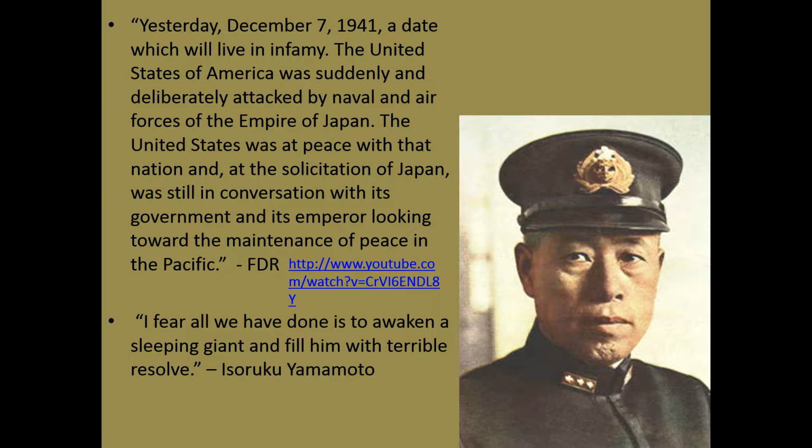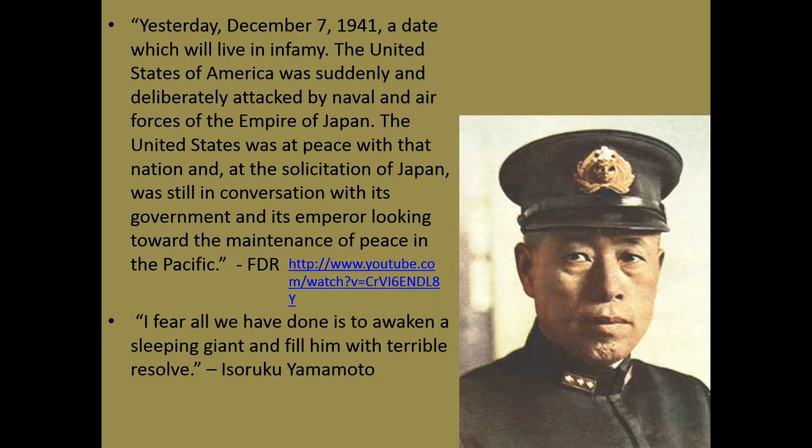You don't have to write the quote down at the bottom. I just think that this is an interesting quote from Isoroku Yamamoto. He is the architect behind the attack at Pearl Harbor. After it was over, he said, "I fear all we have done is to awaken a sleeping giant and fill him with terrible resolve." What he means is we've made a mistake.